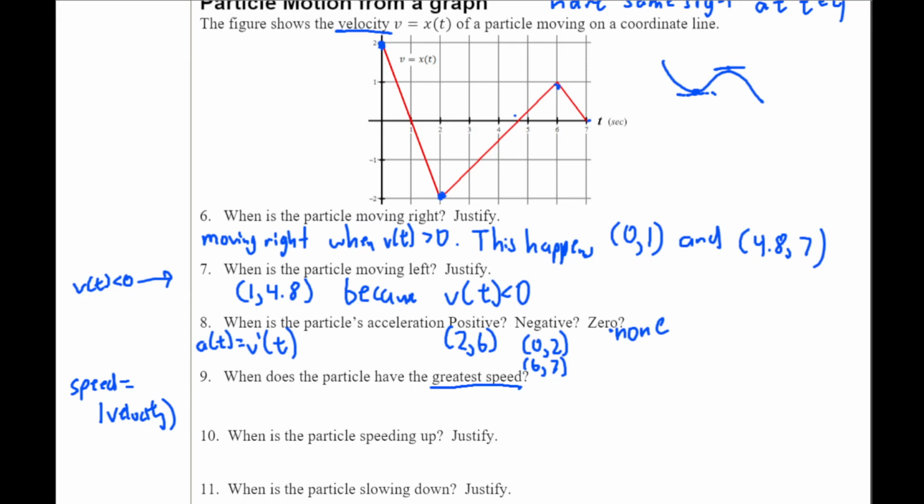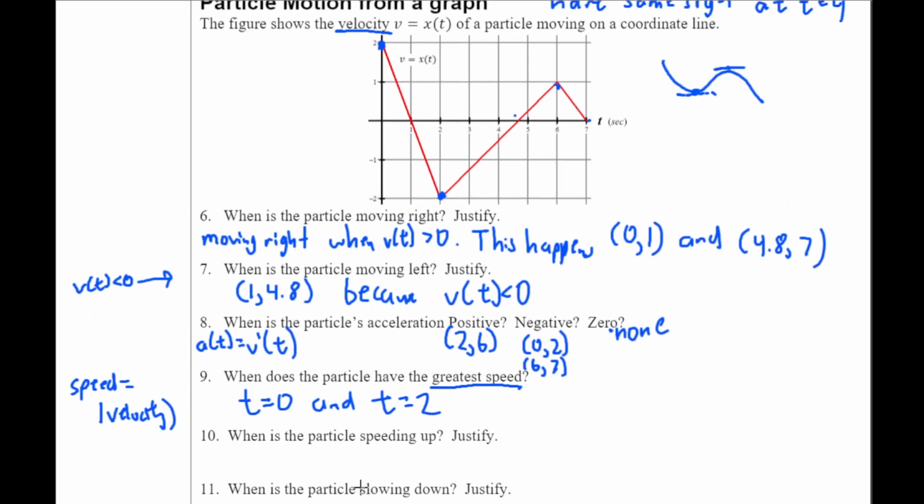So it's asking when. Not what is the greatest speed, they're asking when does it have the greatest speed. You see at 0 and 2, the speeds are both 2. Because the velocity here is 2 when t is equal to 0. Velocity here is negative 2, which is a speed of positive 2. So that's when t is equal to 0 and t is equal to 2.